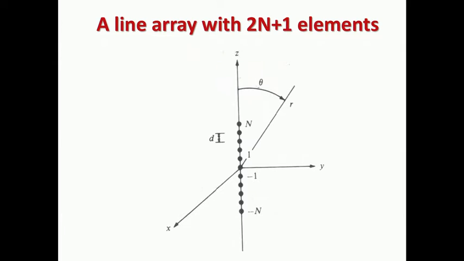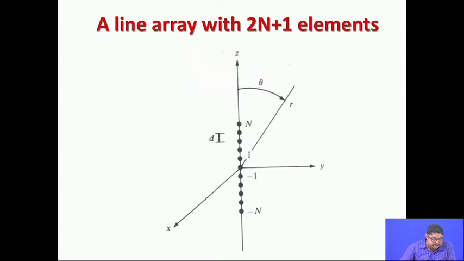Now, first let us look at a line array with 2N plus 1 elements. Elements are on the z axis, and let the excitation of each element be proportional to Cn for the nth element, that means C1, C2, etc. Here you see we will also have a C0, because we are considering 2N plus 1 elements. So, there is one element at the center.